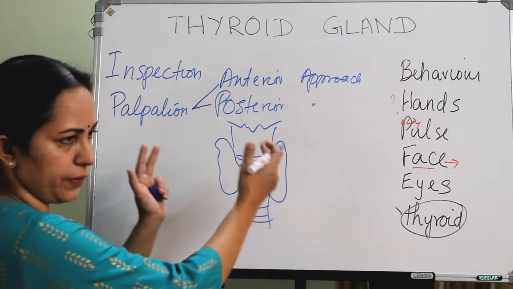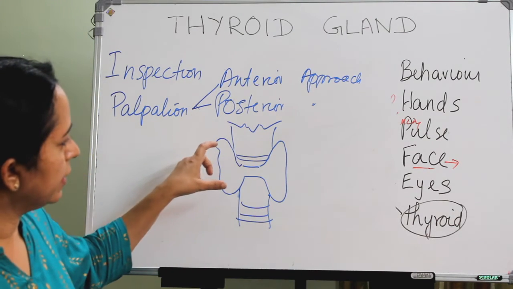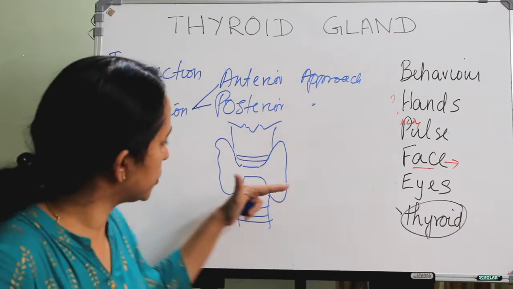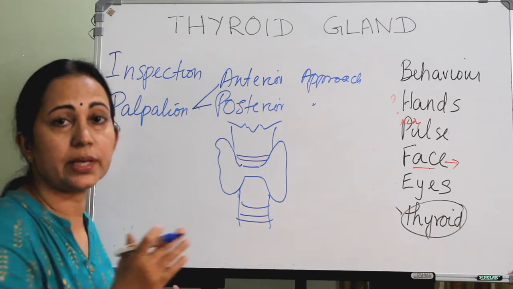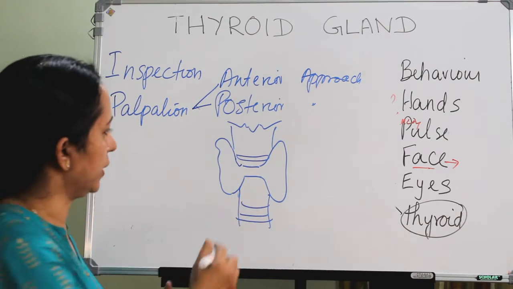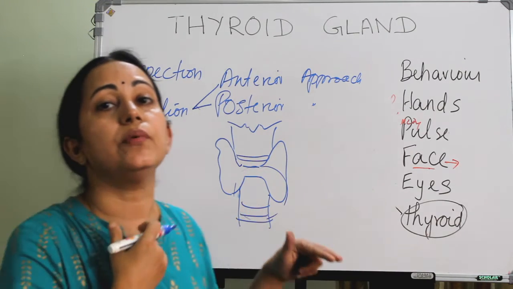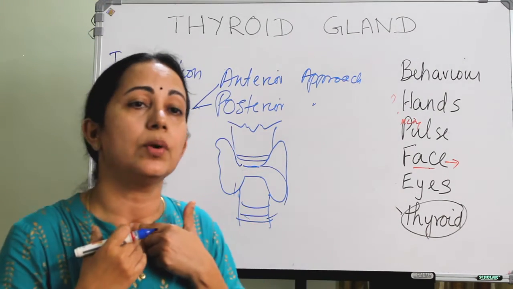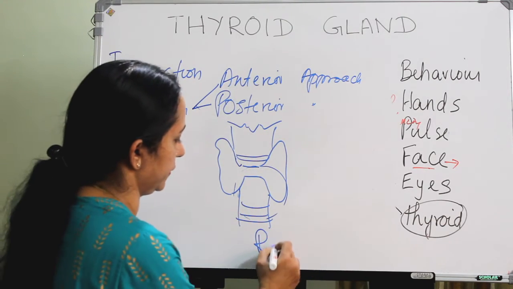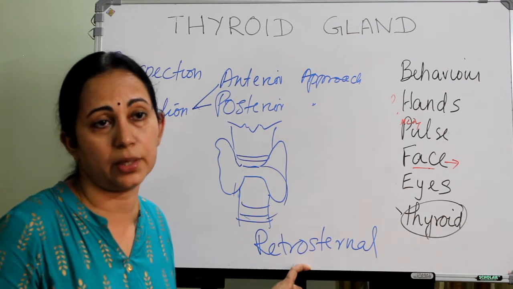So you are examining from the front of the patient, and you can palpate while asking the patient to swallow, so that if it is moving with deglutition, you can confirm that, and also you can look for the lower border of the swelling. If there is a very big swelling, you can palpate the lower border on deglutition, and you can look for whether there is any retrosternal extension or not. If there is retrosternal extension, you will not be able to palpate the lower border of the thyroid swelling.